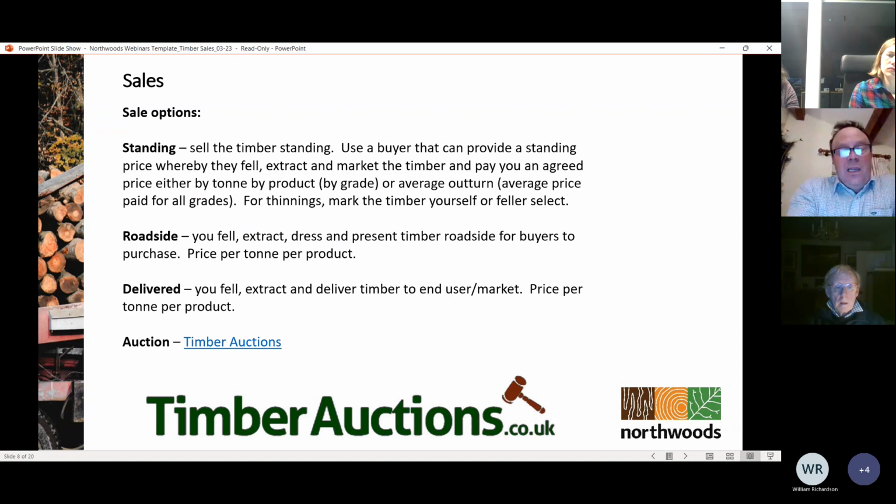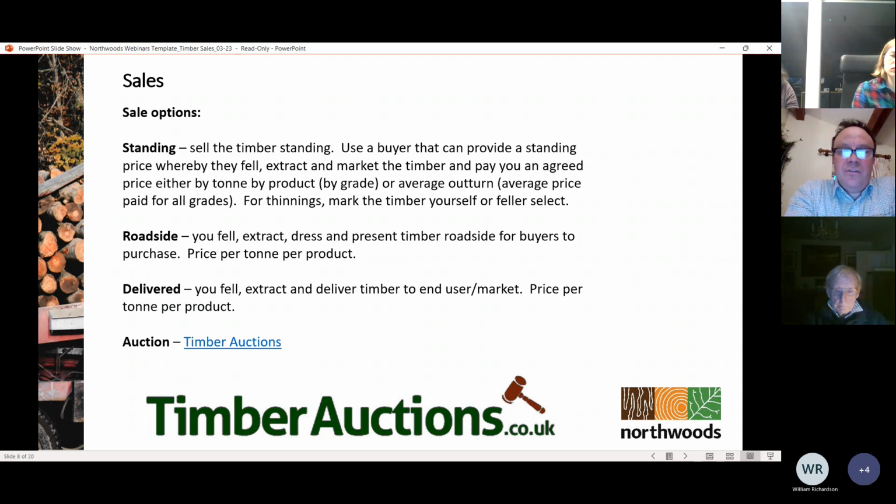When you come to sell timber, you've really got 3 options. By far the most common is a standing sale, where the timber is marked, measured, and then it's identified and put out for sale, and the buyers then bid for that standing sale, either offer you a price outturn or a lump sum for it if it's all been measured.